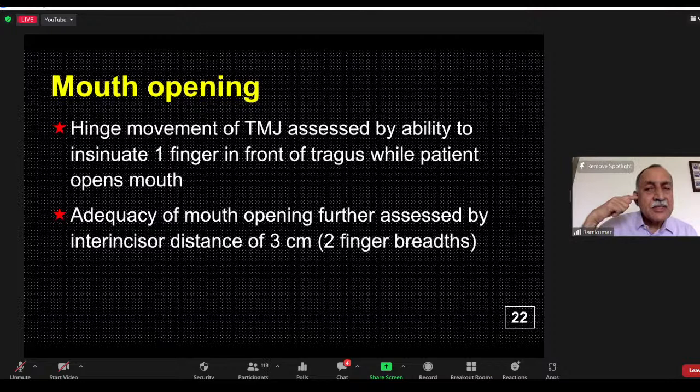while the patient opens the mouth. The adequacy of mouth opening is further assessed by the ability to place two fingers, or approximately 3 centimeters, between the two incisors, or the inter-incisor distance or the inter-gingival distance of at least two finger breadths approximately, which will give us 3 centimeters, tells us that we are on the right track. So one finger in the temporomandibular joint, two fingers in the inter-incisor space.